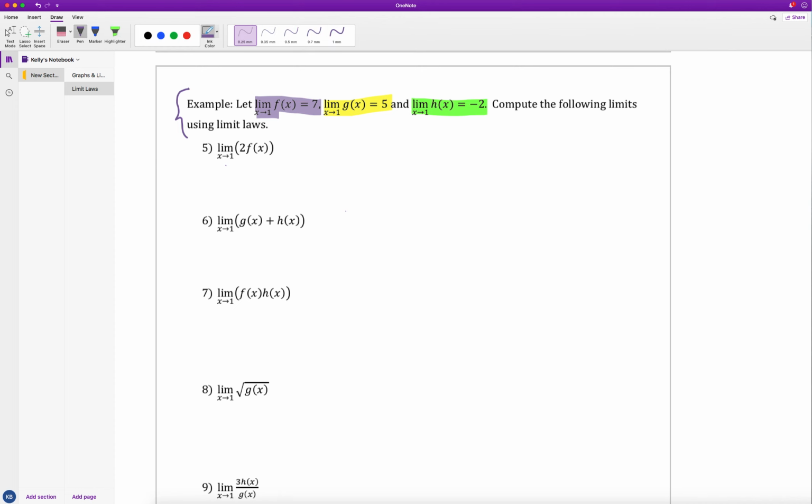So let's look at our first example. It says the limit as x approaches 1 of 2 times f of x. The first thing I notice is I have this scalar. So using the constant multiple law, I can take the 2 out and I get 2 times the limit as x approaches 1 still of just f of x by itself. Well, remember what we were given. We know what the limit as x approaches 1 of f of x is equal to. They gave that to us at the beginning of the question.